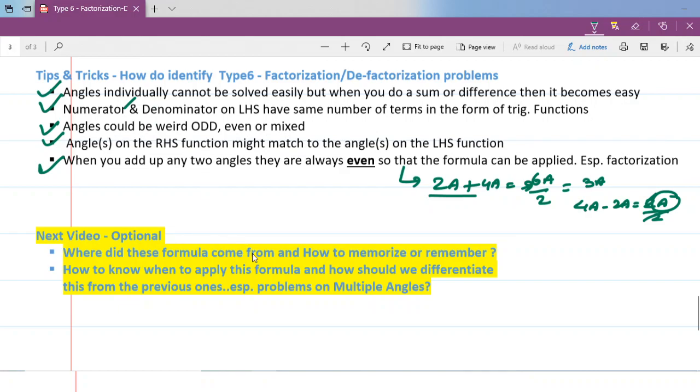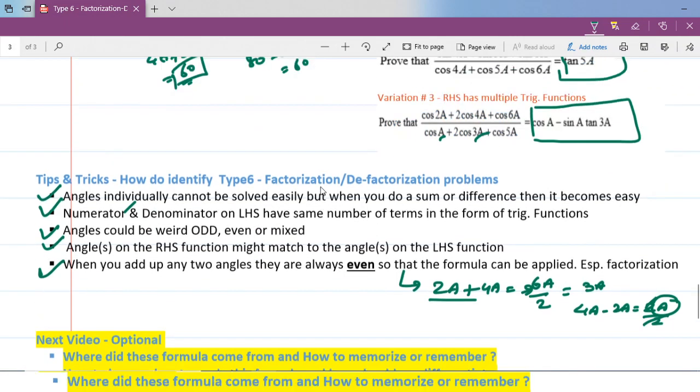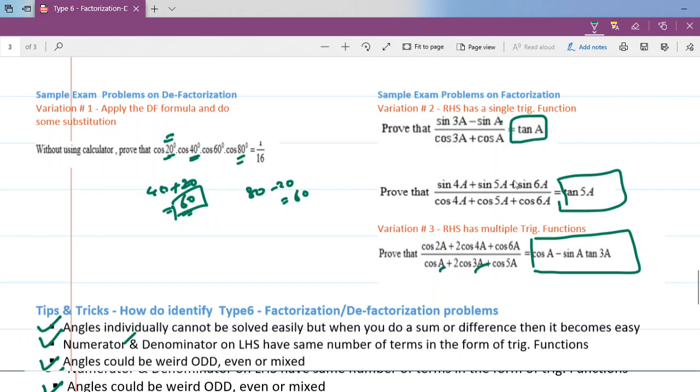So I'm going to put an optional video. Just if you're curious, you can watch it. If you're not curious, you're good to go. You can skip the optional video and get straight into the video where I'm solving these problems real time. Okay, so more on the other side.